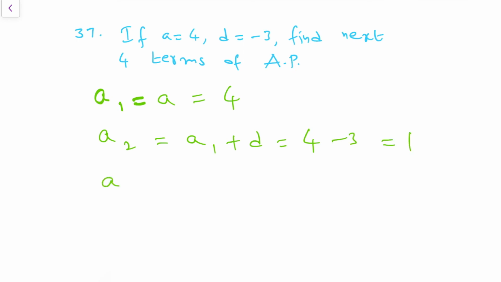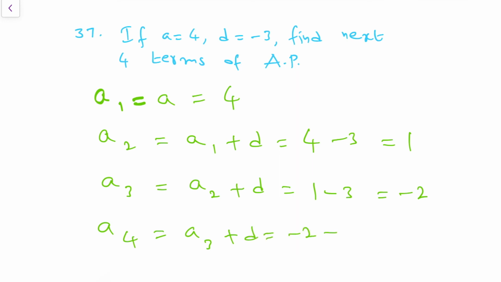In the same way, the third term. If I want the third term, I need to add the common difference to the second term. So A2 is 1, D is minus 3. 1 minus 3 is minus 2. Next A4. A4 is nothing but A3 plus the common difference. A3 is minus 2 and the common difference is minus 3. Minus 2 minus 3 is minus 5. In the same way you can find as many as you want. Just keep on adding the common difference.